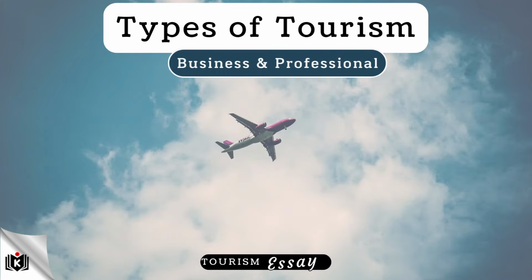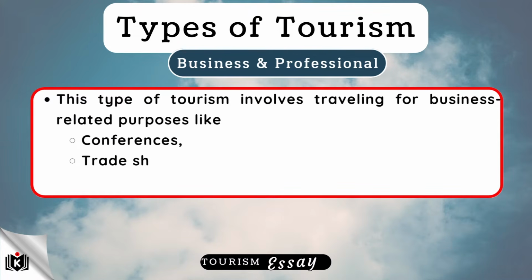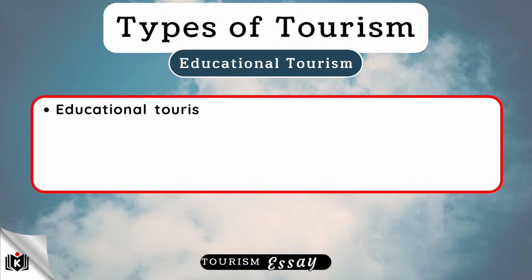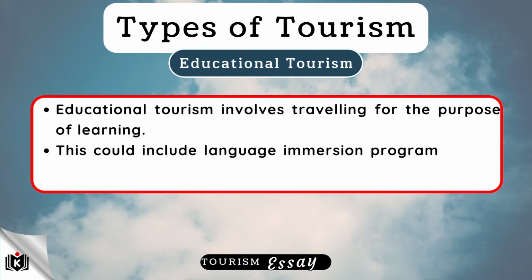Business and professional. This type of tourism involves traveling for business-related purposes like conferences, trade shows, and corporate meetings. Educational tourism. Educational tourism involves traveling for the purpose of learning. This could include language immersion programs, study abroad experiences, and workshops.